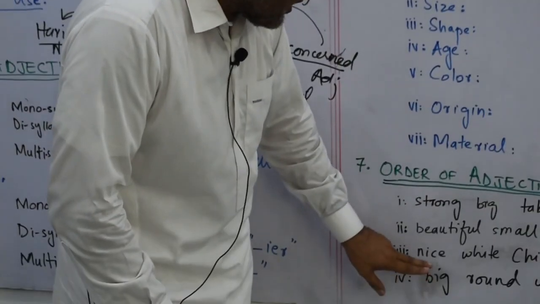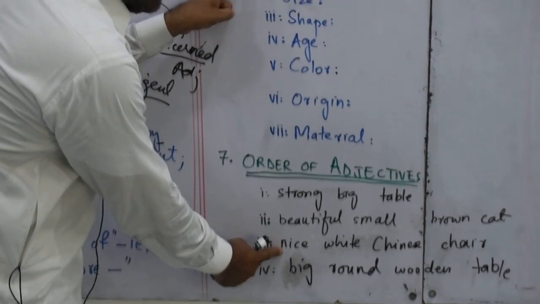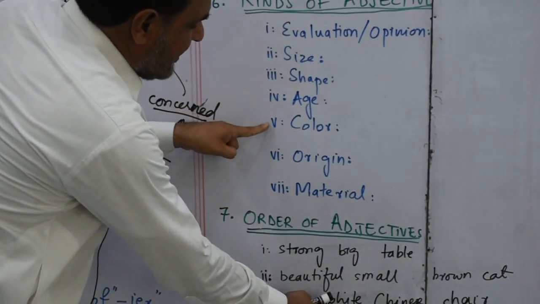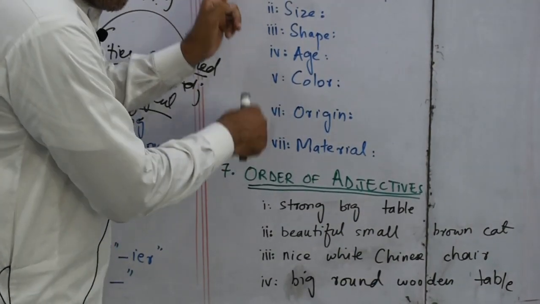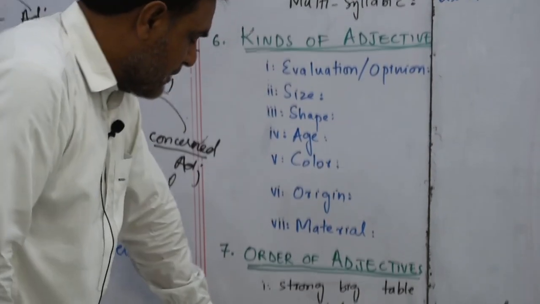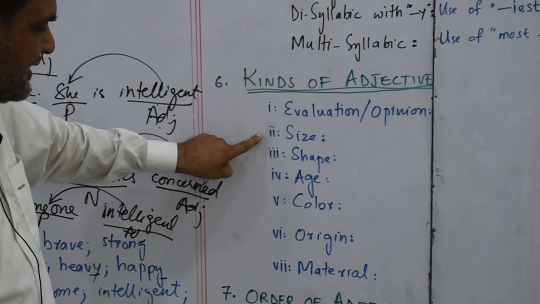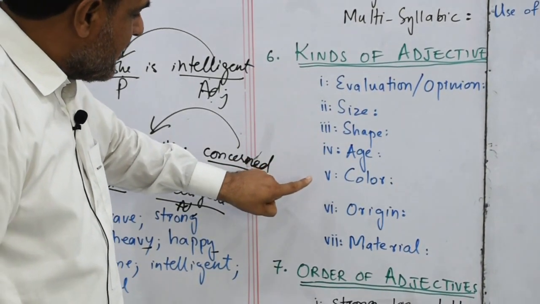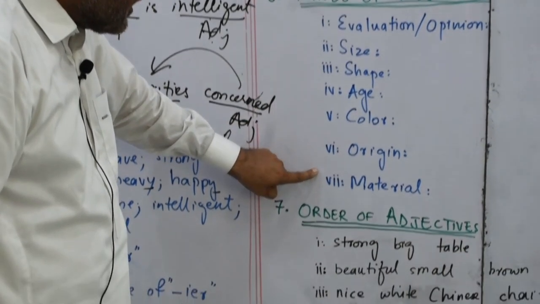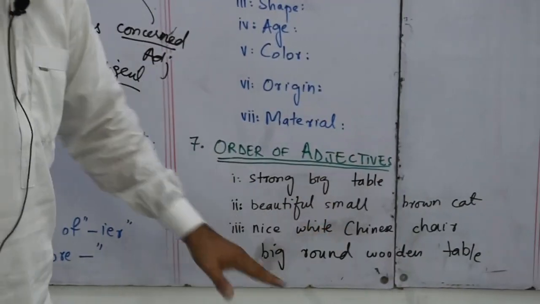And in the same way, nice white Chinese chair. Nice is an adjective of evaluation, white is an adjective of color, and Chinese is an adjective of material. The sequence is fine. So they are in the proper order. Big round wooden table. Big is an adjective of size, round is an adjective of shape, and wooden is an adjective of material. See, so there the sequence is fine. This is how you can use them.